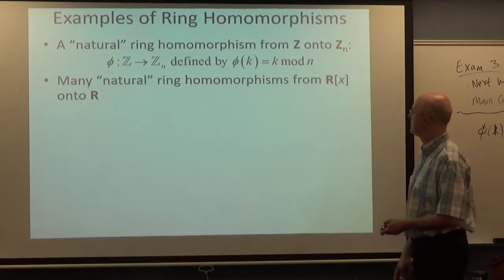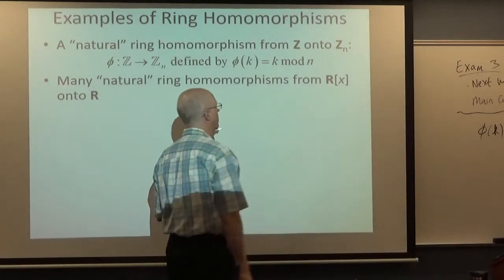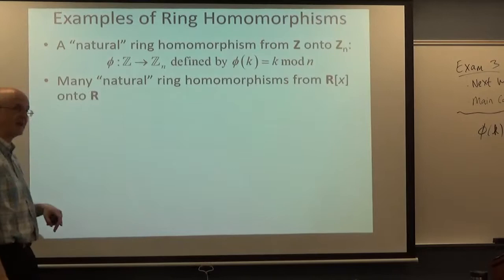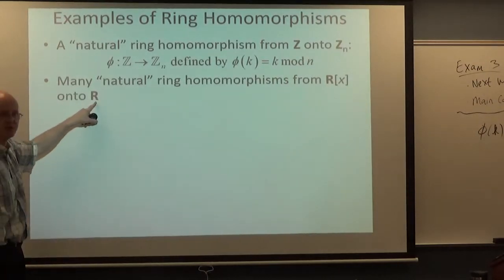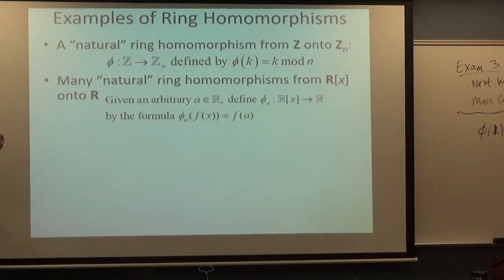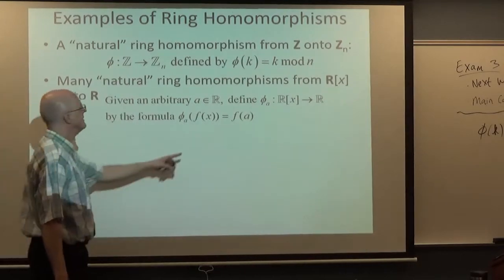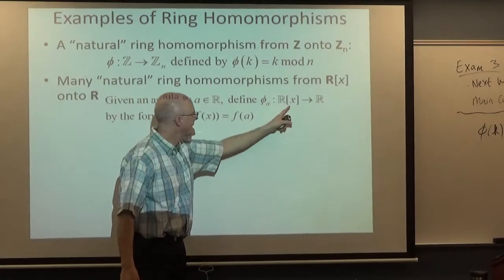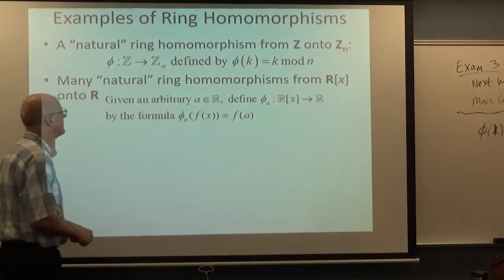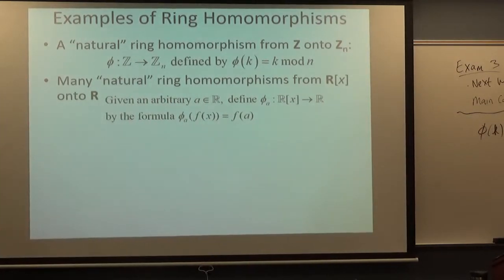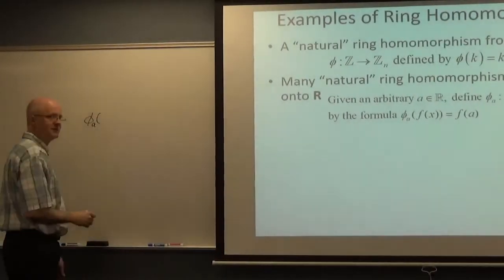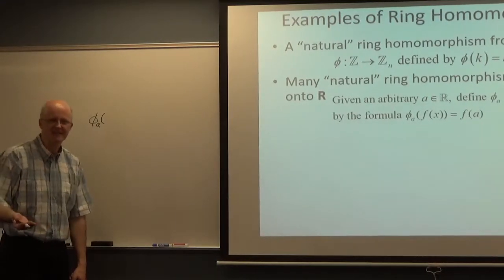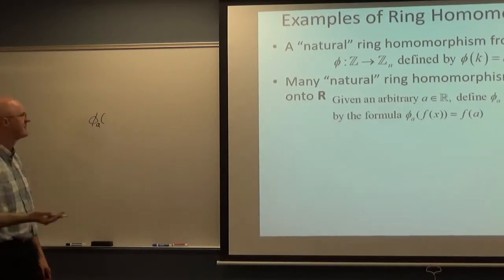There are many natural ring homomorphisms from the ring of polynomials with coefficients in the real numbers to the real numbers themselves. This is supposed to be the real numbers here, not just a boldface R. For any real number a, you can define a ring homomorphism from this ring of polynomials to the reals by this kind of formula. The most common thing to use for a is 0, but theoretically you can use any value of a that you want. What's the verification that this is a ring homomorphism? It's really, again, one of those things that's almost too easy, that you're unsure that you really proved it.